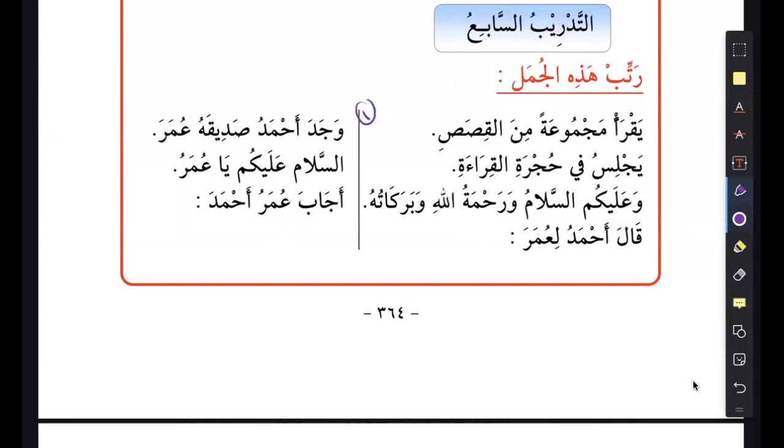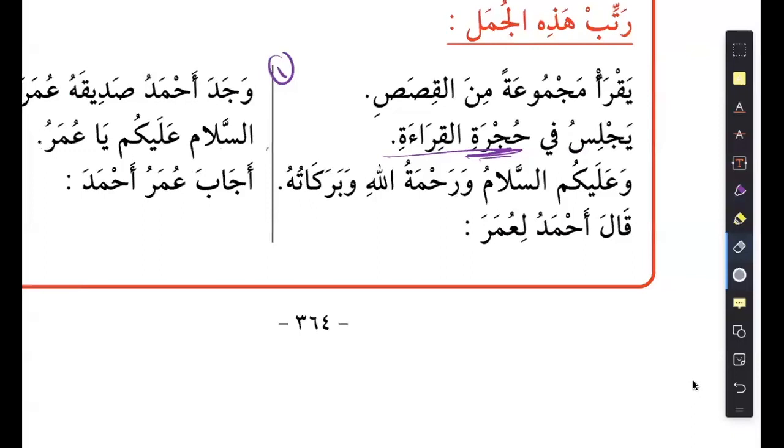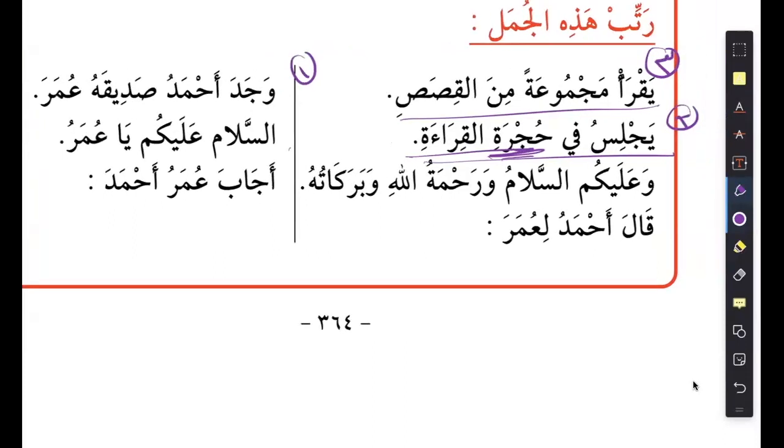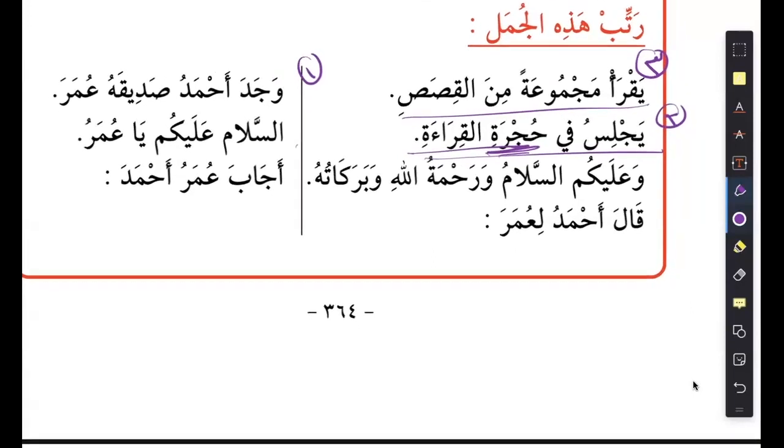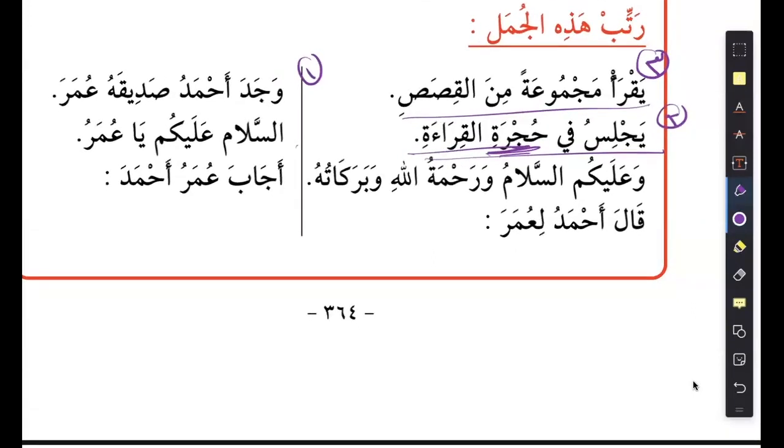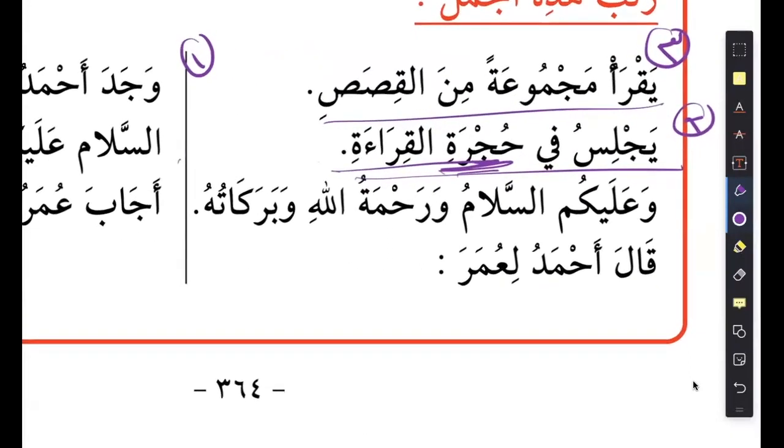وجد أحمد صديقه عمر يقرأ مجموعة من القصص. Okay, so this would be the second. Yeah, I think we can also add this one as well. So we can make this one second or this one third, because he's saying وجد أحمد صديقه يجلس في حجرة القراءة يقرأ مجموعة من القصص. All of this is describing the state where he found him. Don't worry about the grammar. You should just think about the meaning right now. The meaning makes sense. Ahmed found his friend sitting in the reading room, reading stories.